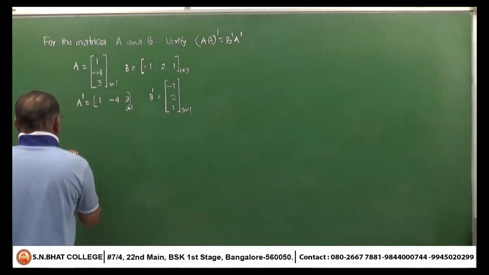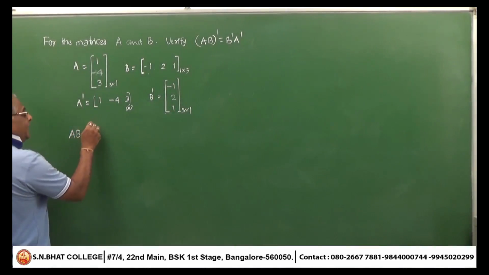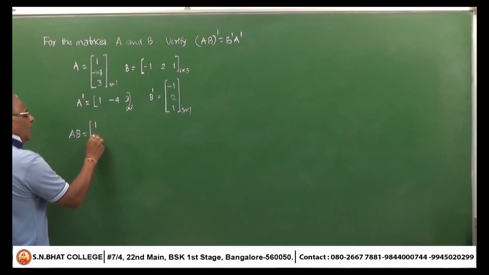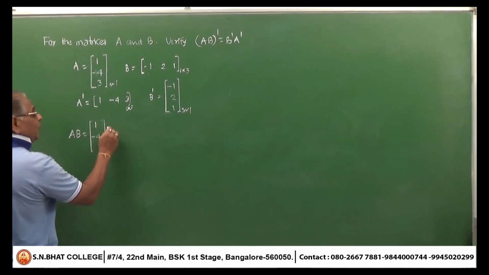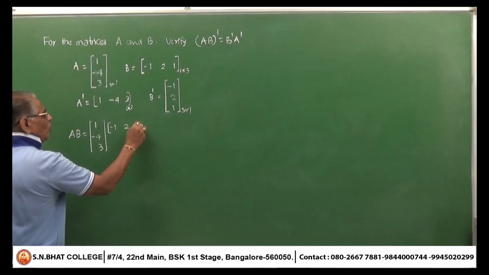Calculate AB first. First you calculate AB. Write A, it is a column matrix: 1, minus 4, 3, into B, which is minus 1, 2, 1.